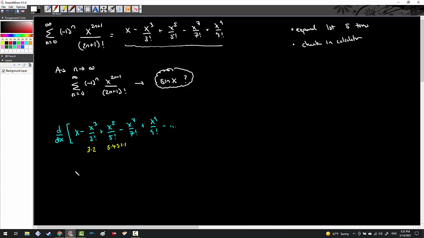Well, what's going to happen if I differentiate this, guys, is I'm going to end up with 1 minus, this 3 will come down and cancel out that 3, giving me x squared over 2 factorial. This 5 comes down and cancels out with that 5, giving me x to the 4th over 4 factorial, plus x to the 6th over 6 factorial, plus x to the 8th over 8 factorial, and so on and so on and so forth. Now, I feel like I just made a mistake right there. That is actually a minus because we're alternating signs.